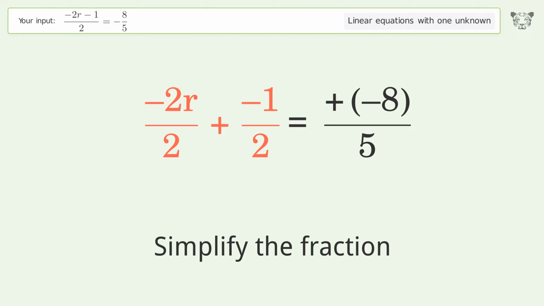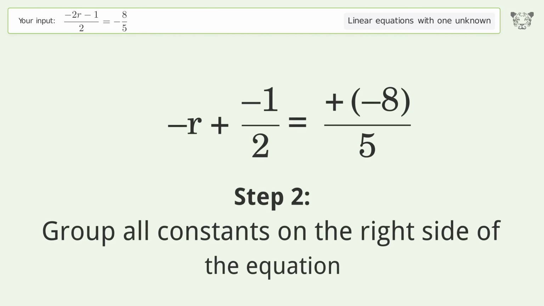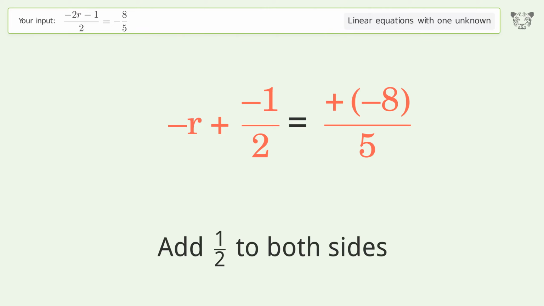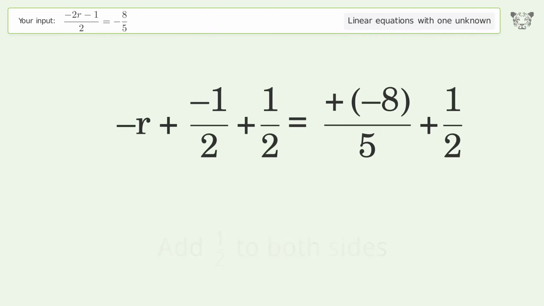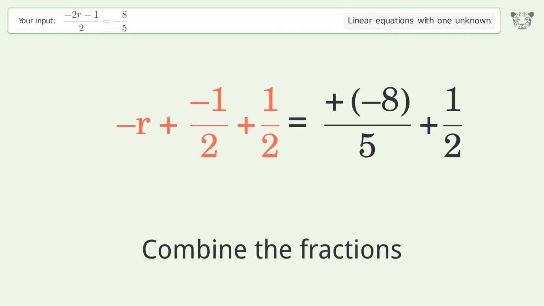Simplify the fraction. Group all constants on the right side of the equation. Add 1/2 to both sides. Combine the fractions.